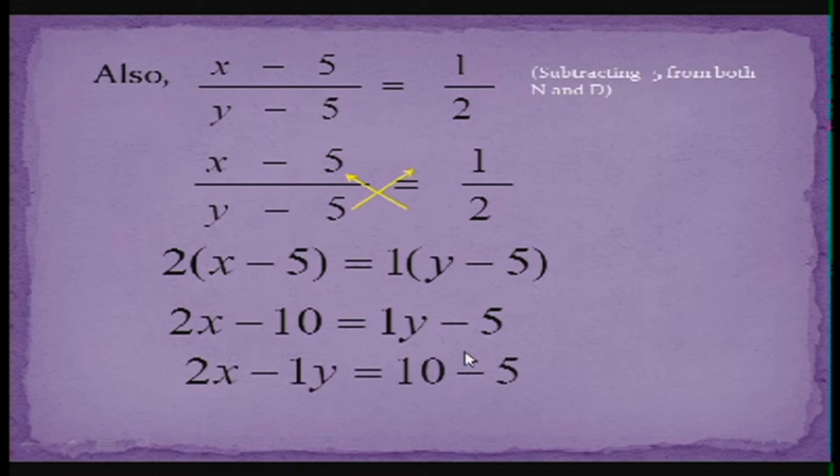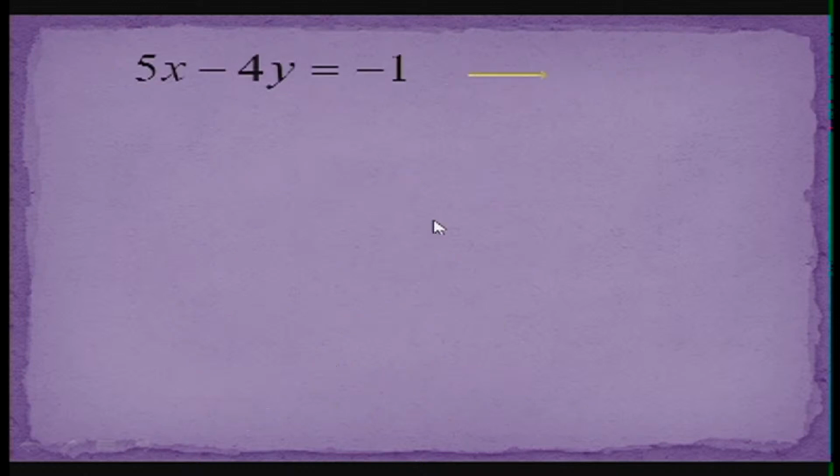We get 2x minus 10 is equal to 1y minus 5. Let us transpose the terms. We get 2x minus 1y is equal to 10 minus 5, and I get 2x minus 1y is equal to 5. Let us number this equation as 2. Now, we have equation 1 as 5x minus 4y is equal to minus 1, and equation 2 as 2x minus 1y is equal to 5.